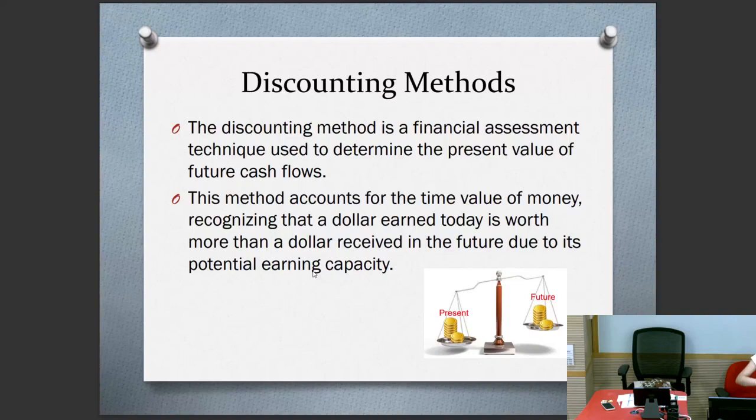So you would want me to give you $100 today rather than $100 next week, right? You want to get the money now, cash. So this is the discounting concept.